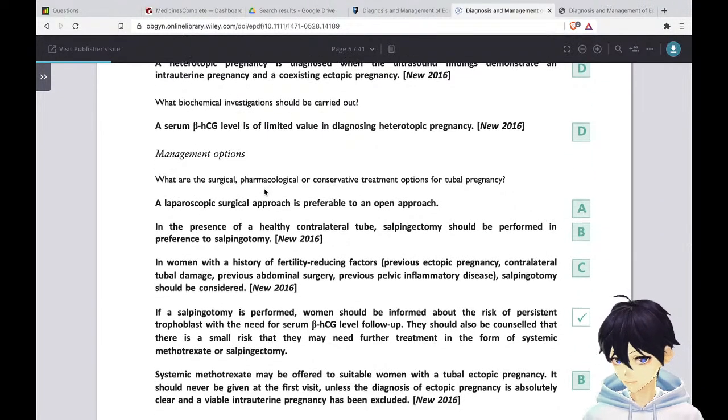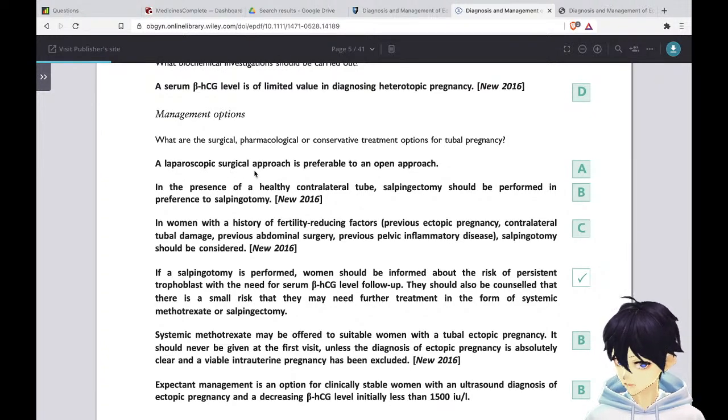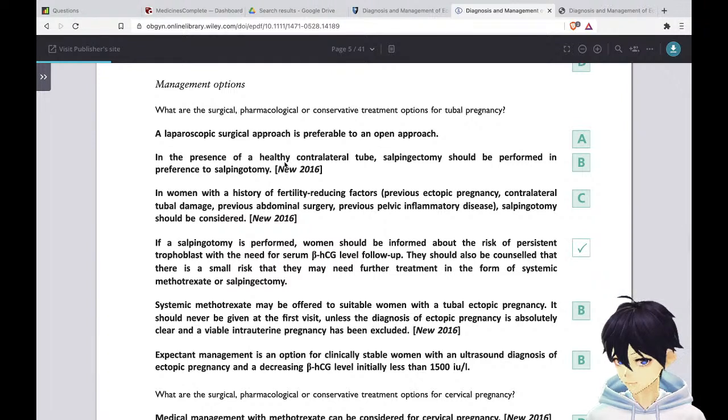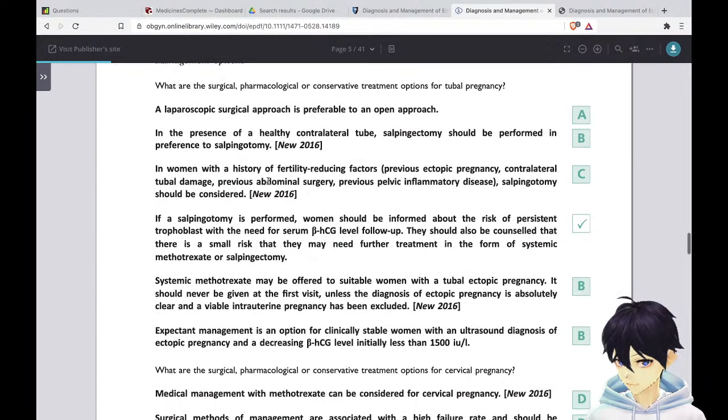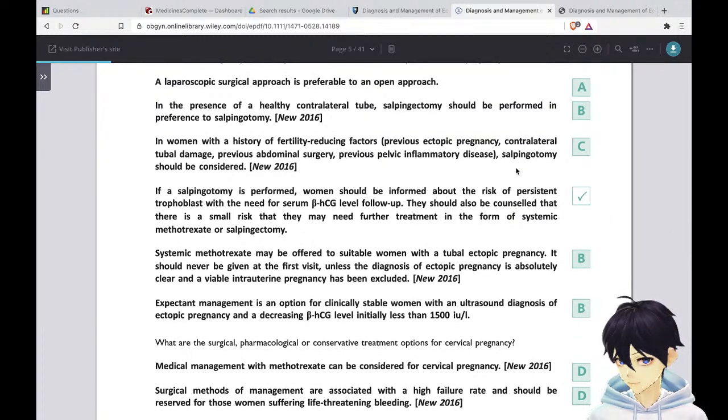Management options. A laparoscopic surgical approach is preferable to an open approach. In the presence of a healthy contralateral tube, salpingectomy should be performed in preference to salpingotomy. Women with a history of fertility-reducing factors, previous ectopic pregnancy, contralateral tubal damage, previous abdominal surgery, previous pelvic inflammatory disease, salpingotomy should be considered.